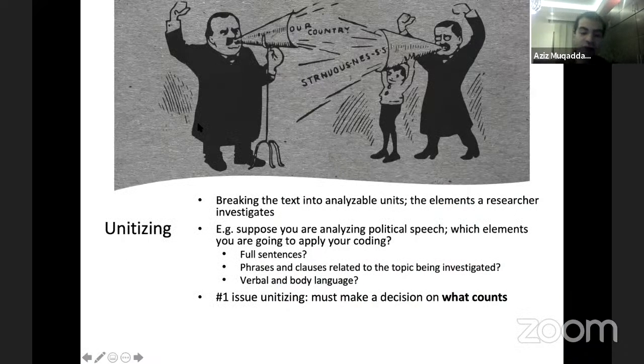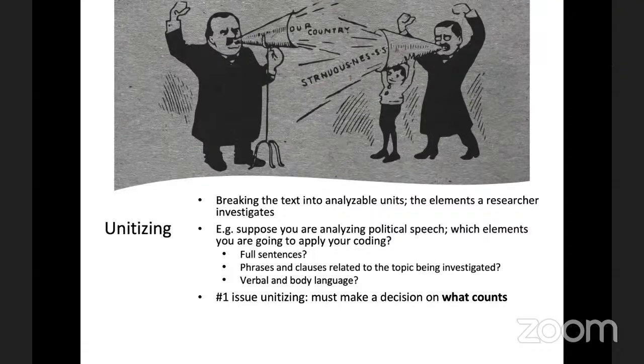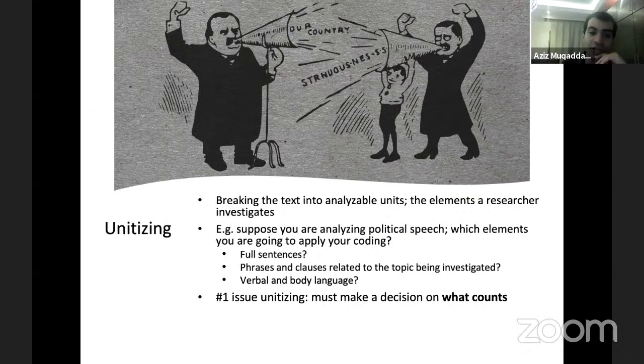The first issue we deal with in content analysis is called unitizing. If we remember, we said the units of analysis are the small components of the population, the small parts that will go into the analysis and be processed. So we take a large body of text and break it into units. And the question is, what are those units supposed to be? They could be text, they could be pictures, they could be anything. And so, suppose you are analyzing a political speech.